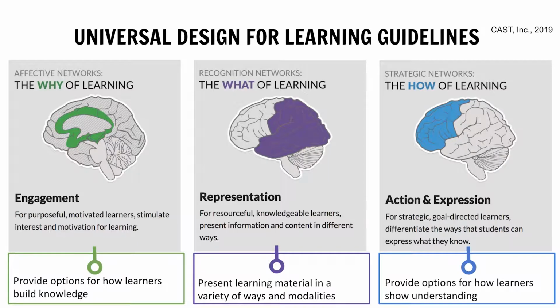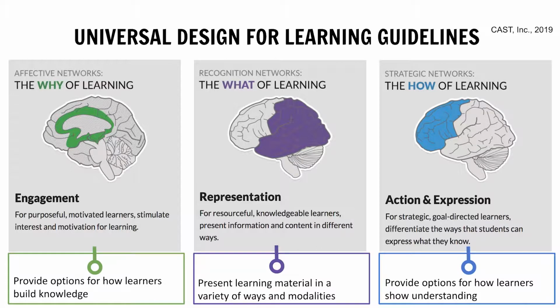UDL has three guidelines that speak to the brain's three distinct networks. The first is the affective network, which appeals to the learner's interests, excitement, or challenges. The second is the recognition network, the ways in which we gather, sort, and store new information. And the last is the strategic network, how we organize and express ideas.